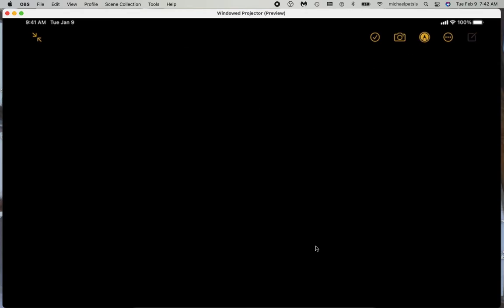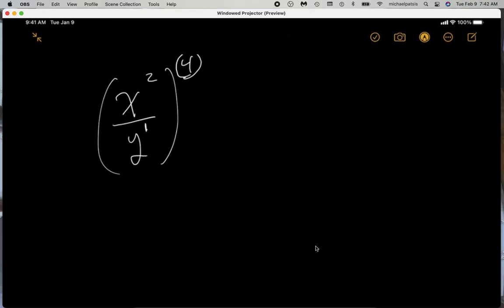It's also important to apply the power rule when you have a fraction to both the numerator and denominator. So here's a fraction, and we're raising things to a power. Does that y have a power? Yes, y to the first. So it's important that you remember you apply this exponent on the outside to both the numerator and the denominator.